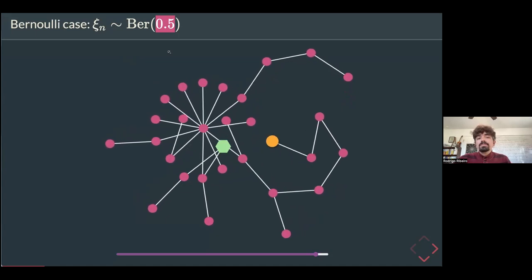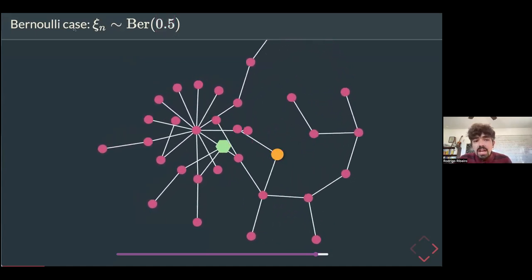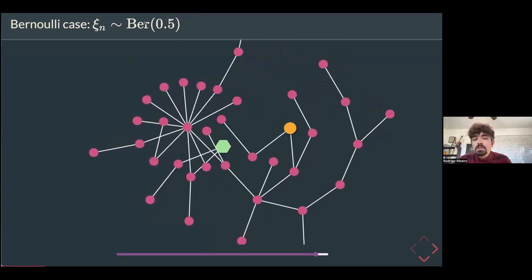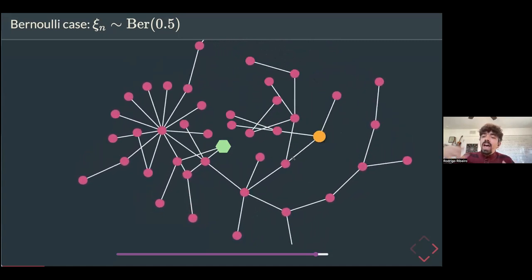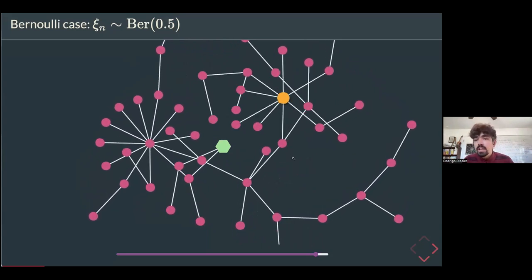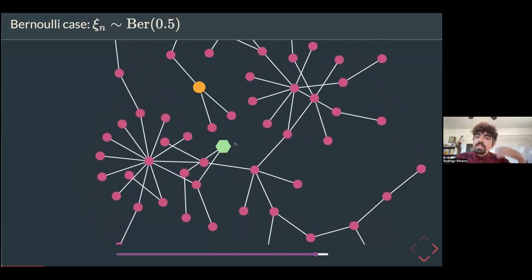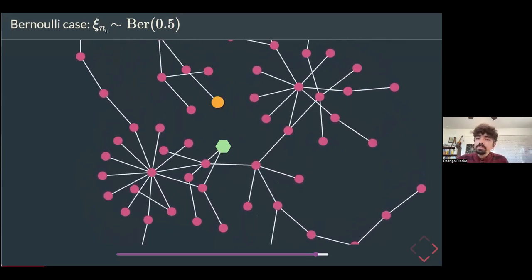Of course, you can play with this leaf process here. If you change this for a more complicated distribution, for instance, you could put here a binomial distribution. Then at each step, you would have a chance of adding more than one vertex. You could add like 10 vertices at once. But the number of vertices that you can add at each step is controlled by this process here.